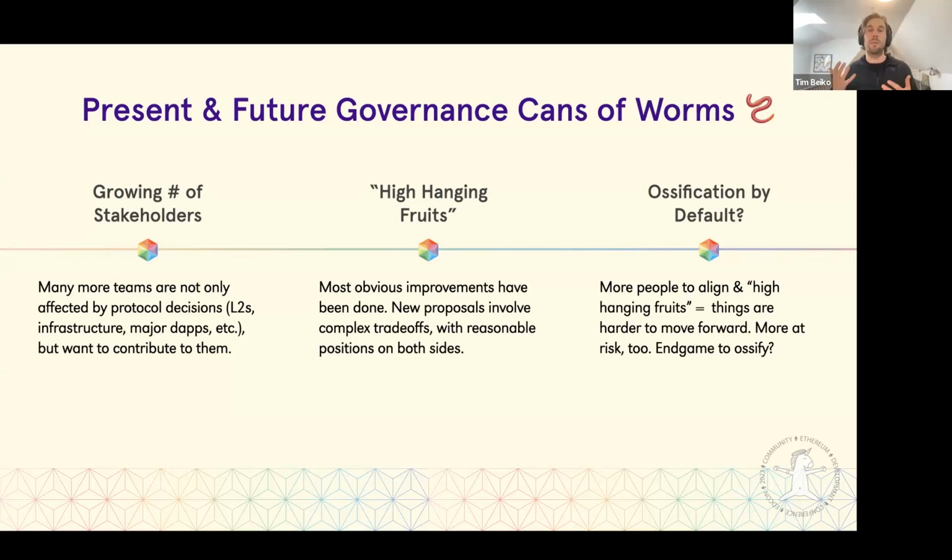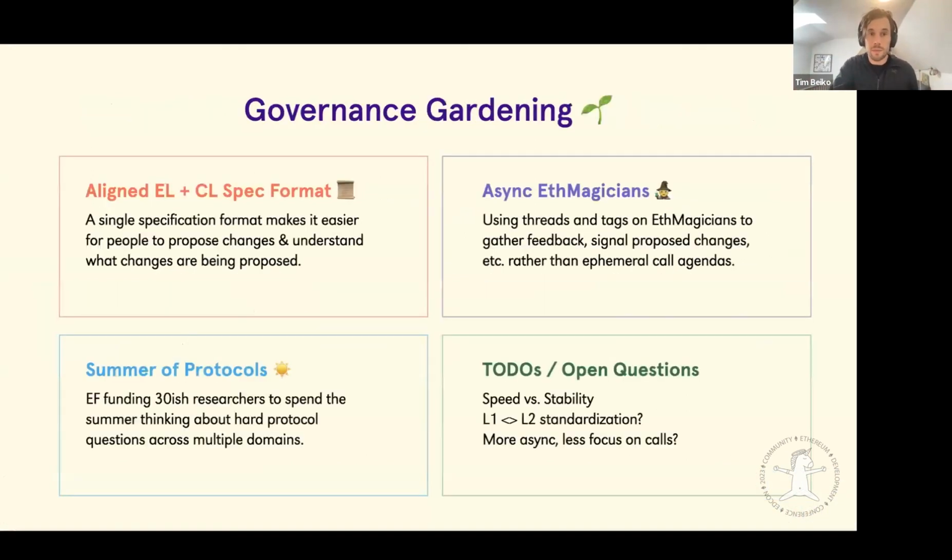And add to that there is more at risk because there's just more value built on Ethereum. There's more applications, more things we don't want to break. So one big open question that I have is, does this lead to ossification by default? Does this mean that over time it just gets harder and harder to change Ethereum? And at some point it's so hard that you literally can't. And I don't have an answer here, but it's something worth thinking about.